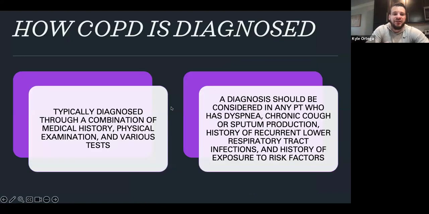All right, so how is it diagnosed? Typically, it's diagnosed through a combination of medical history, physical examination, and various tests. A diagnosis should be considered in any patient who has dyspnea, chronic cough or sputum production, history of recurrent lower respiratory tract infections, and a history of exposure to risk factors.